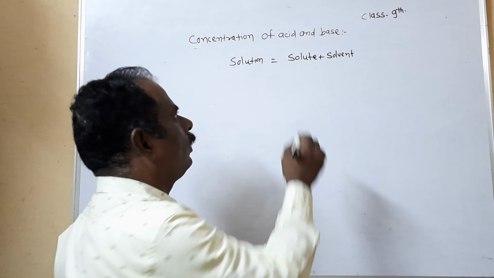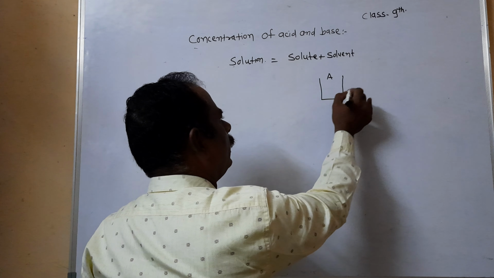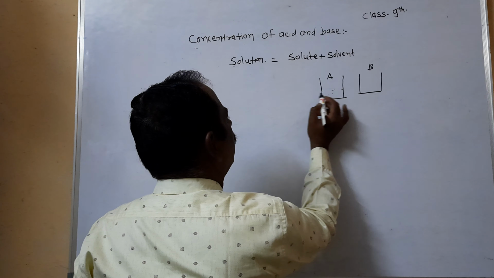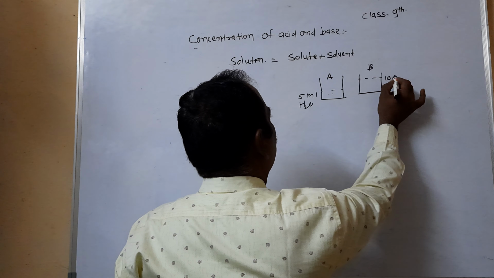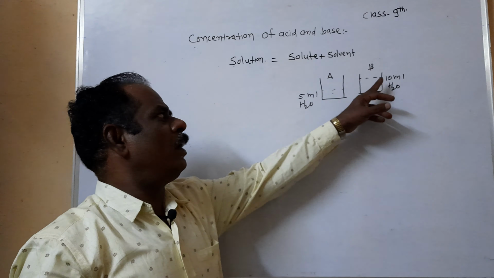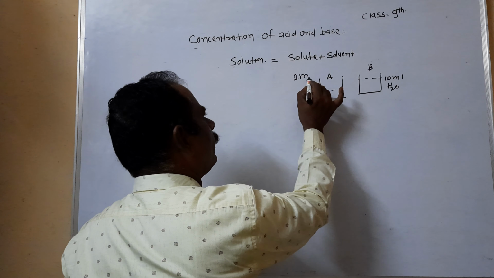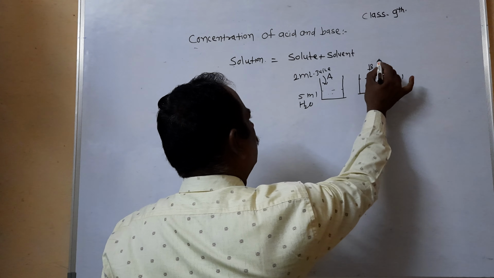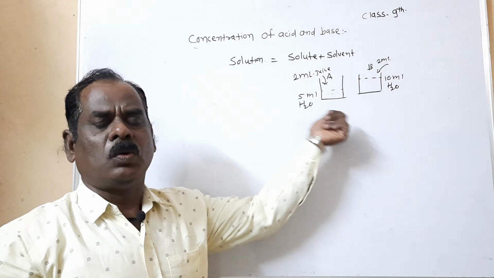Take one example of acid. For example, take two beakers, A and B. Take 5 ml of water in beaker A. 5 ml H2O is taken in beaker A and 10 ml H2O is taken in beaker B. Add an acidic substance like lemon juice. 2 ml of lemon juice is added in beaker A as well as 2 ml of lemon juice in beaker B. It forms a lemon solution.